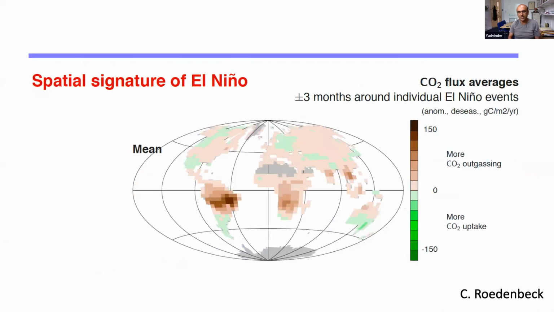And here's a result of this very independent type of work by Christian Rödenbeck, which shows that the likely sources of CO2 were located in the tropics. So the darker brown regions were particularly located in eastern Amazonia as a hotspot of emission. This also gives us a spatial signature of El Niño.